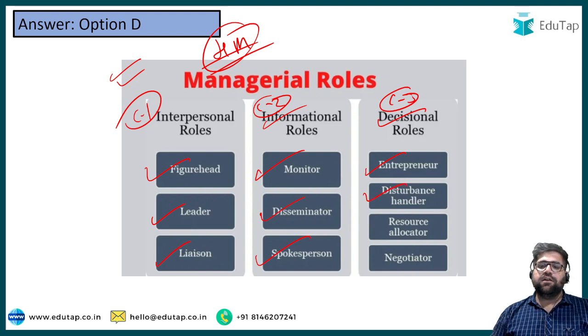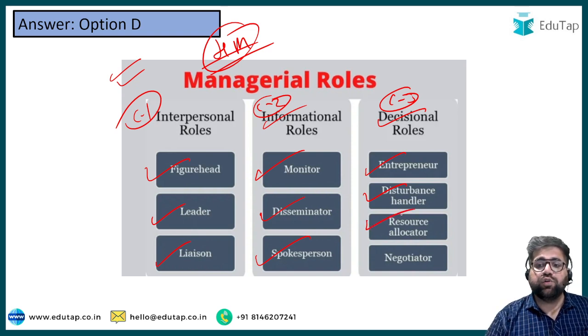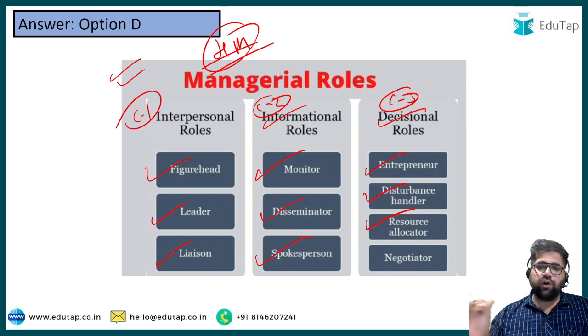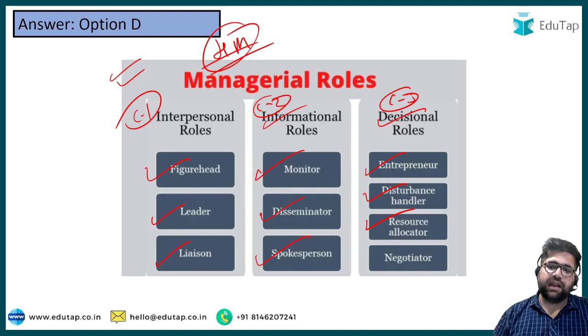Second is disturbance handler. Let's take an example wherein different employees are fighting among themselves because of salary hike or something else. So the manager will try to solve that particular problem, as simple as that. Resource allocator means that if some resources come to the manager, for example, if I give the salary of all the different employees to a manager, then the manager will decide which part of the salary has to be given to a specific employee, as simple as that.